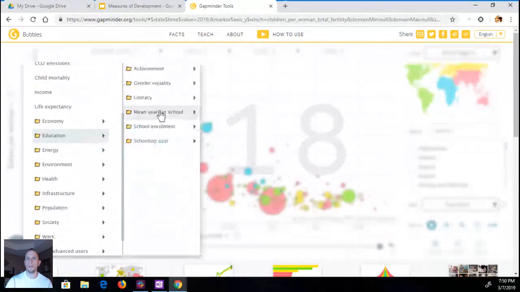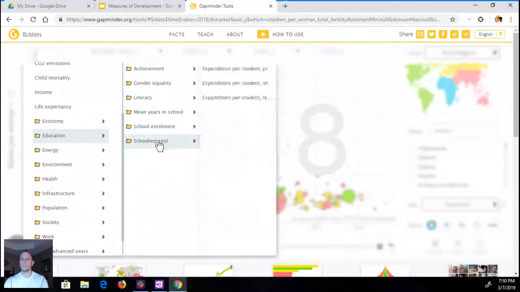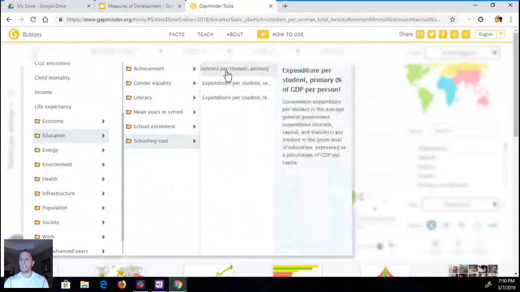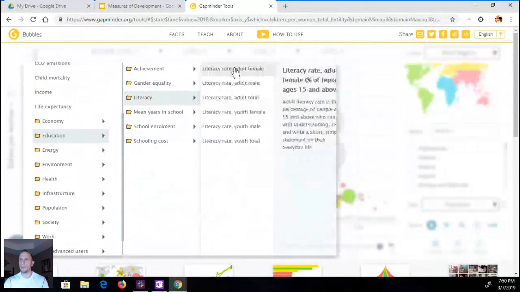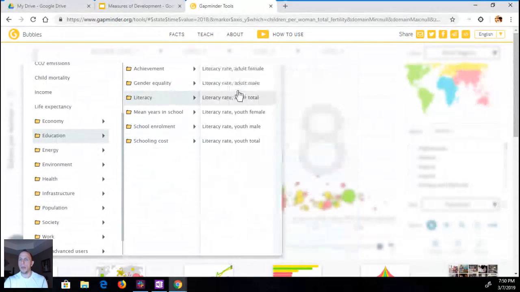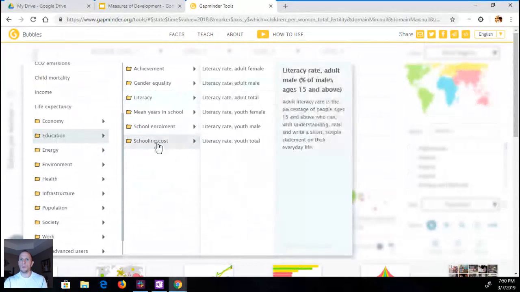All right, and we want to look at, you can see gender equality here too. Let's look at school costs, expenditure per kid, and no, let's not look at that. Let's look at literacy. Let me keep it simple. I'll let you guys go ahead and play. By the way, well, no, you know what? We're all going to do it.